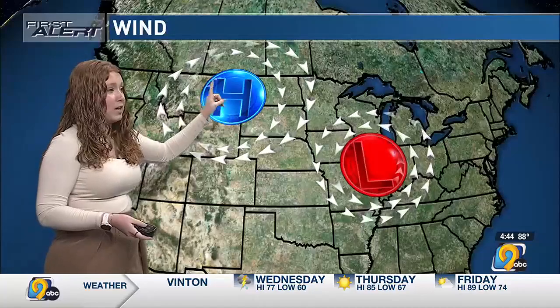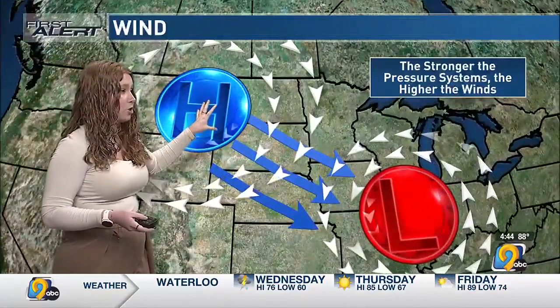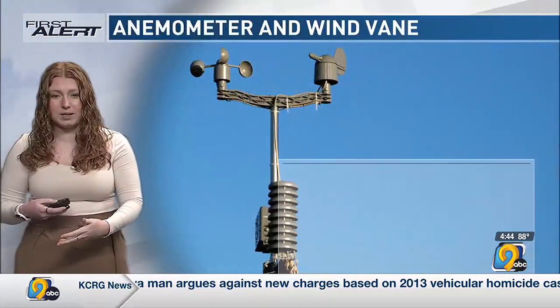High pressure systems move in a clockwise motion, and low pressure systems move in a counterclockwise motion. The stronger the pressure systems, the stronger the winds that we will see, and the higher winds we will see. And we start to see the high pressure system push our winds towards low pressure systems, and that's where we start to get that wind.